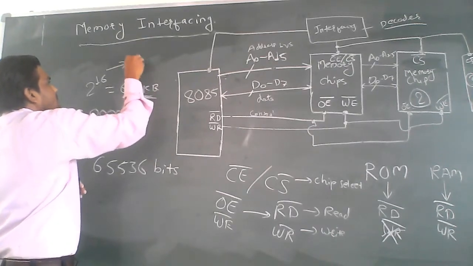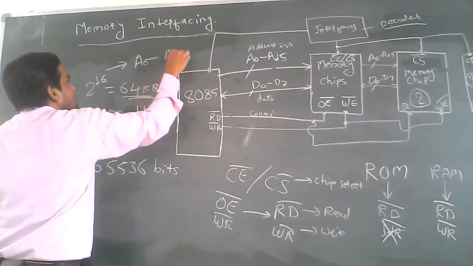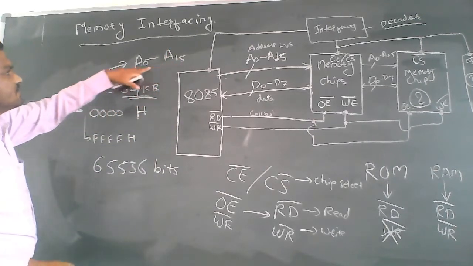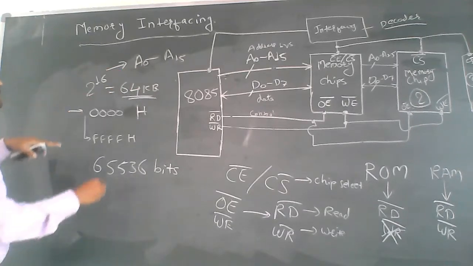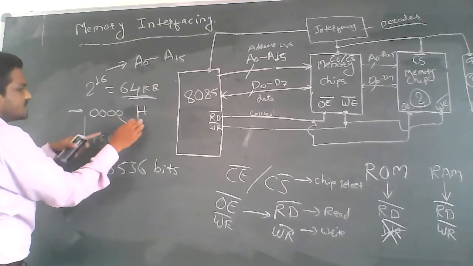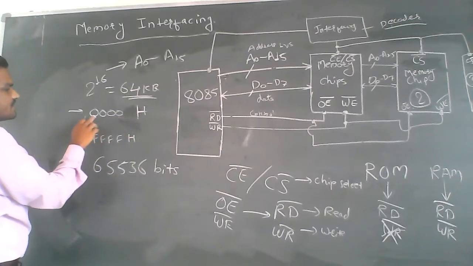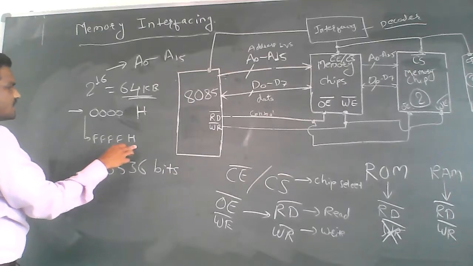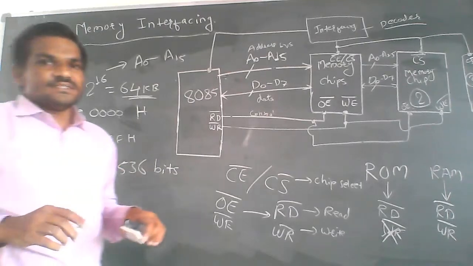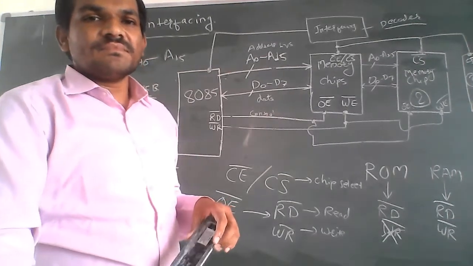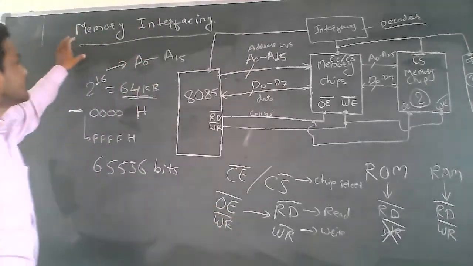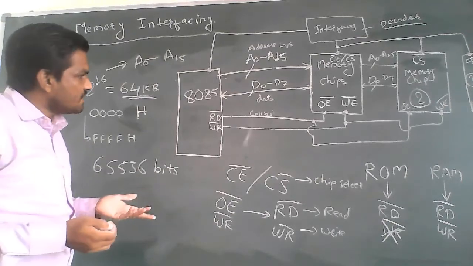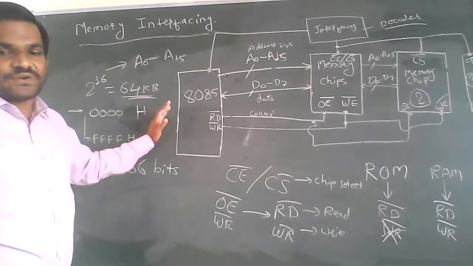This 2 raised to 16 means A0 to A15 address lines. These are the 16 lines, and 16 lines are represented in terms of a hexadecimal number, that is 0000H to FFFFH. Got this? So this is the memory interfacing basics, which is very important whenever we are going to solve problems on memory. Okay, so thank you.